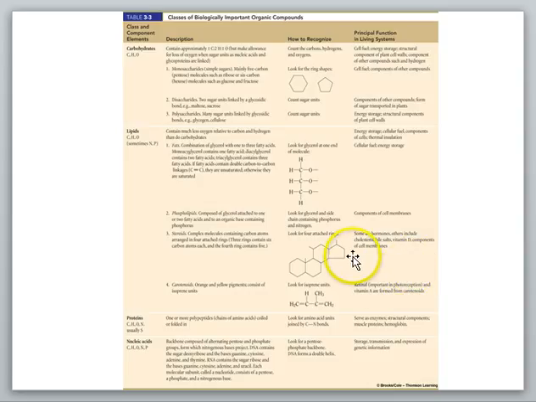Okay, and then at the end of your chapter, you have this summary that kind of summarizes, and I guess that's what a summary does. It summarizes the major details of the chapter with these different categories of carbohydrates, lipids, proteins, and nucleic acids.